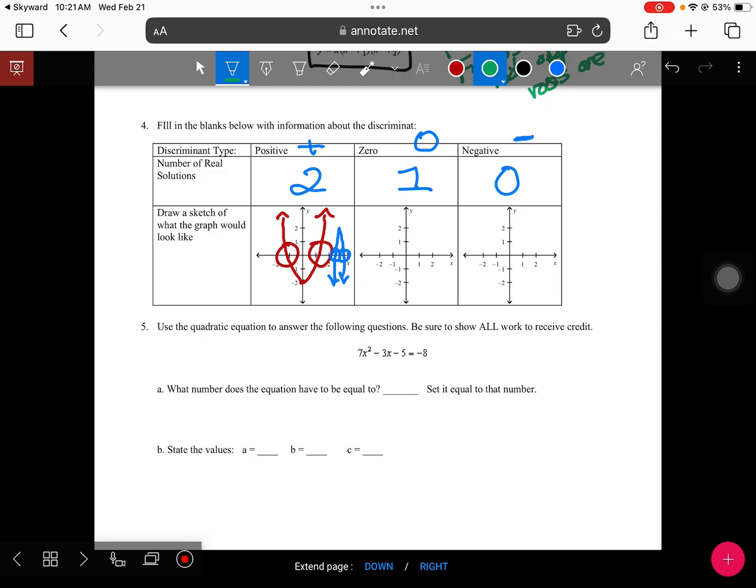Say it one more time. So what does that look like? It's going to hit and bounce off. So you only have 1. Could be going down also, but it's got to touch only in 1 spot. Okay, and negative, that's where we're talking about not touching at all. Something like that.